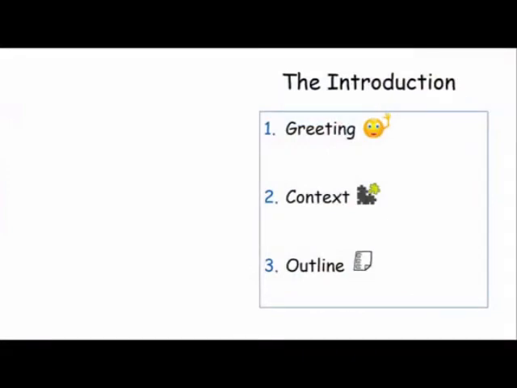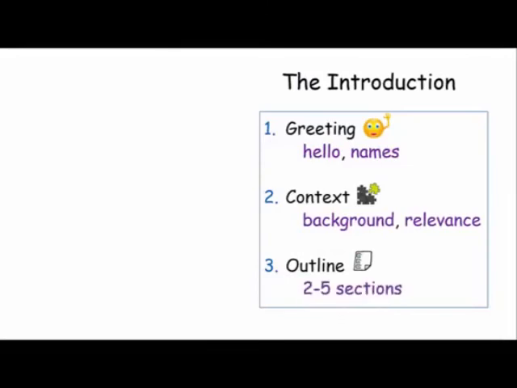In that example, there was a clear greeting, a friendly hello, the name of the speaker, and the name of the presentation. Context: background information about Chapter 3, why Chapter 4 is important, and an outline with 3 sections: target shooters, bargain hunters, and impulse buyers.